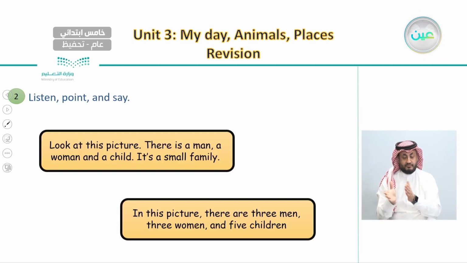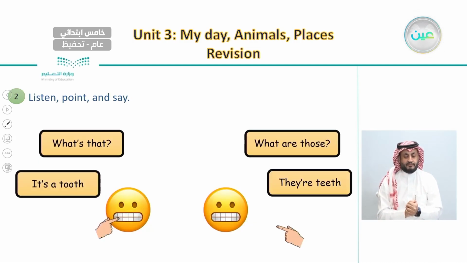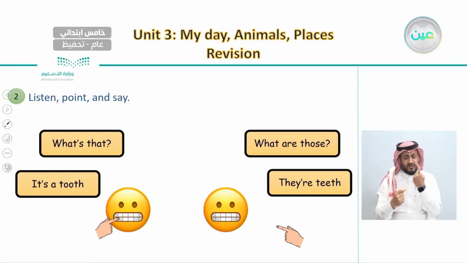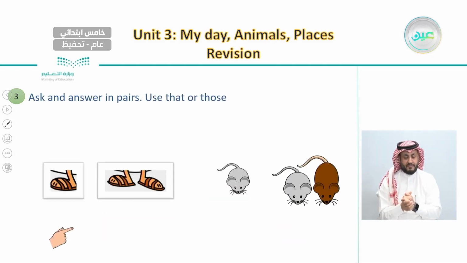So also we did practice this where we describe the difference between there is and there are. We said that we use there is when we want to talk about one person, and we use there are when we want to talk about more, when we say there are 3 men, not 1 man. And also we learned the difference between that and those. We use that for only one thing, something singular, and we use those for more than one thing, as in tooth and teeth. The same goes here with foot and feet, and with mouse and mice.